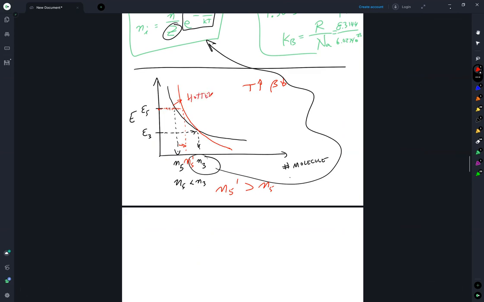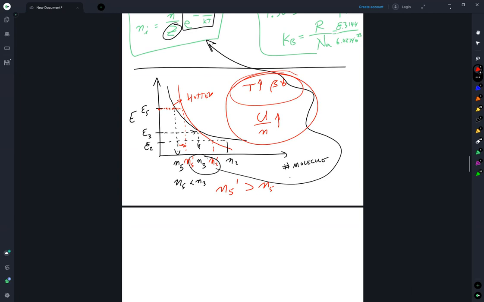And at the same time, we talk about these lower energies. Say this is epsilon 2. If that's N2, and that's N2 prime, then we're shifting it so that the number of lower energy states decreases. So we're shifting this curve to have more molecules or particles at higher energy levels as the temperature increases. So this is basically saying that we're increasing the energy per particle on average as we increase the temperature.